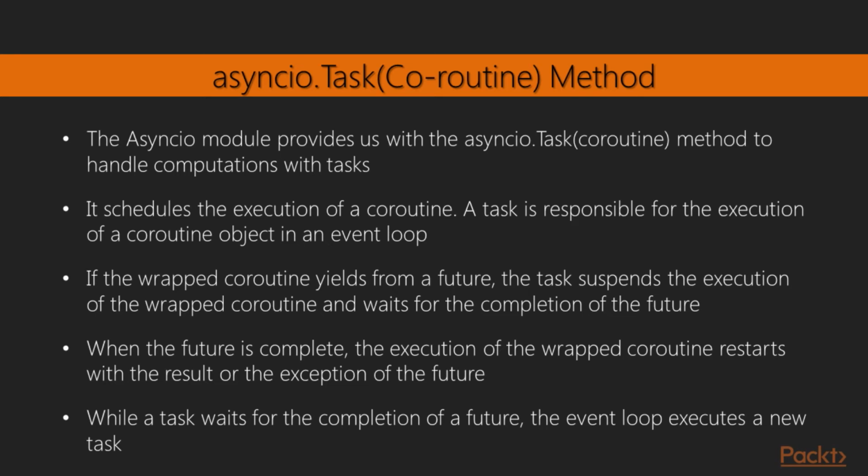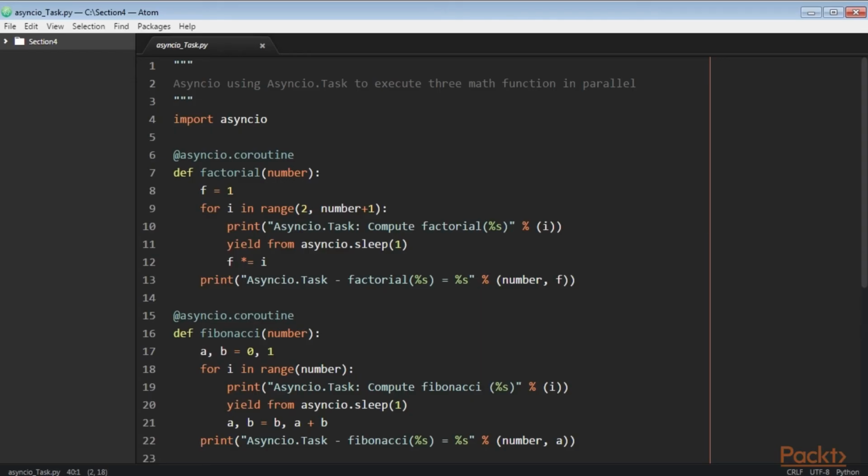When the future is complete, the execution of the wrapped coroutine restarts with the results or the exception of the future. Also, we must note that an event loop only runs one task at a time. Other tasks may run parallelly if other event loops run in different threads. While a task waits for the completion of a future, the event loop executes a new task. In this sample code, we've shown you how 3 mathematical functions can be executed concurrently by the Asyncio.Task statement.